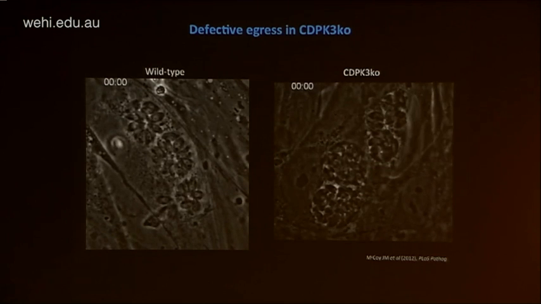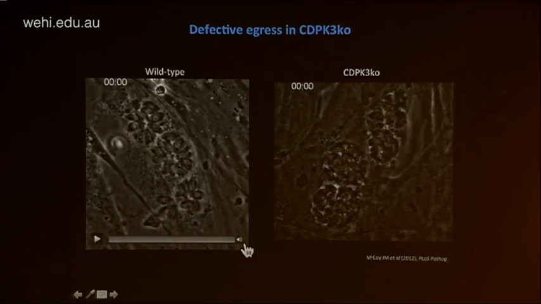So we were able to make a knockout of CDPK3 pretty easily, which was kind of disappointing at first because, well, it suggested it wasn't all that important, perhaps. Obviously, it's not essential. These parasites, the knockout parasites, grow really nicely. But we performed an egress assay.